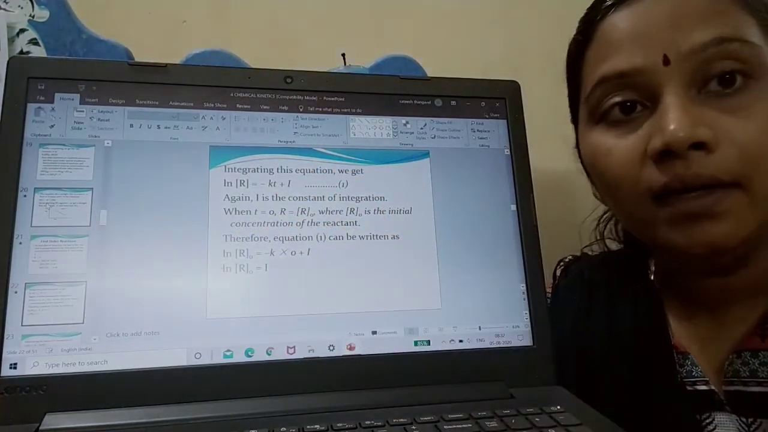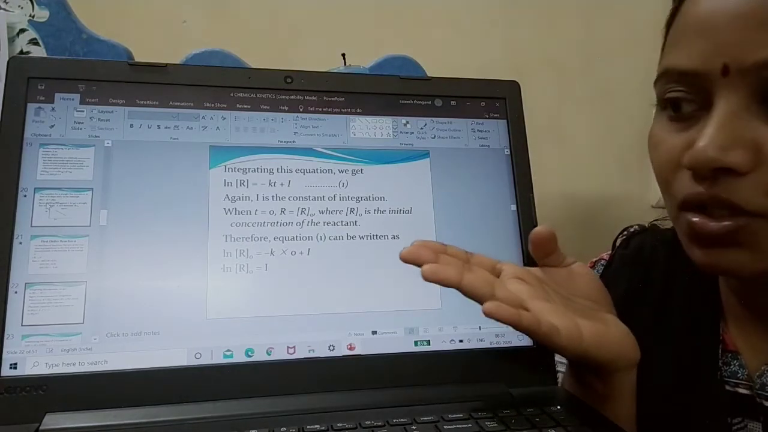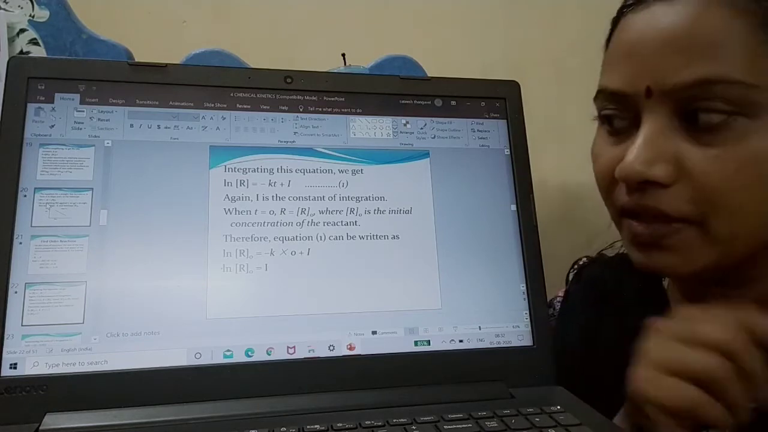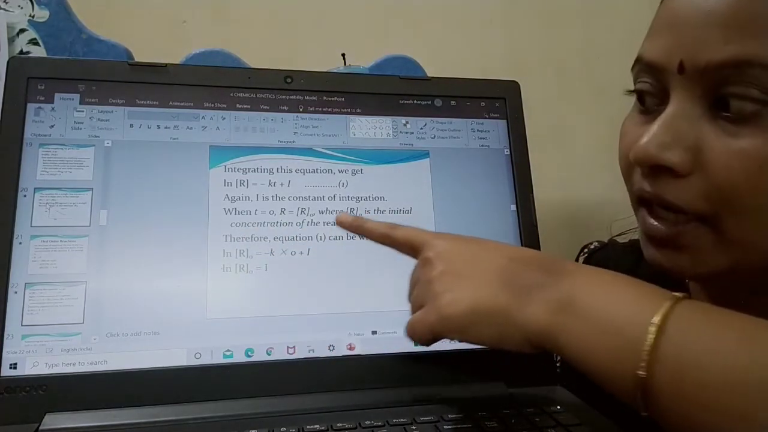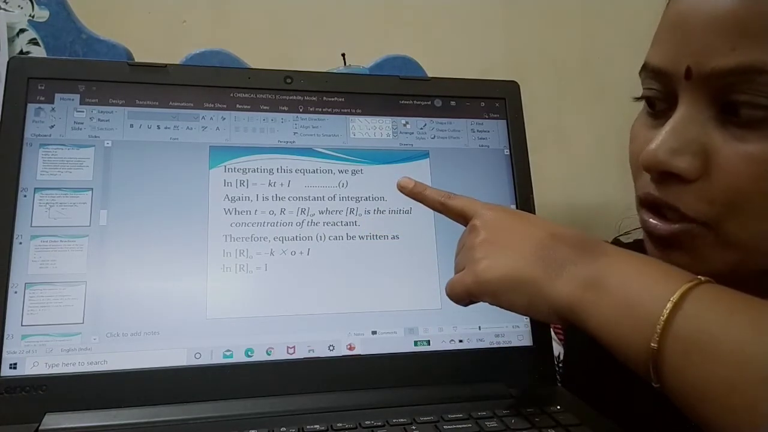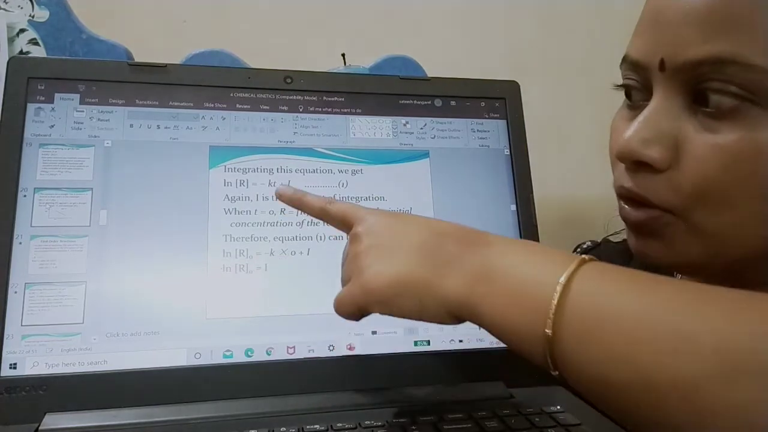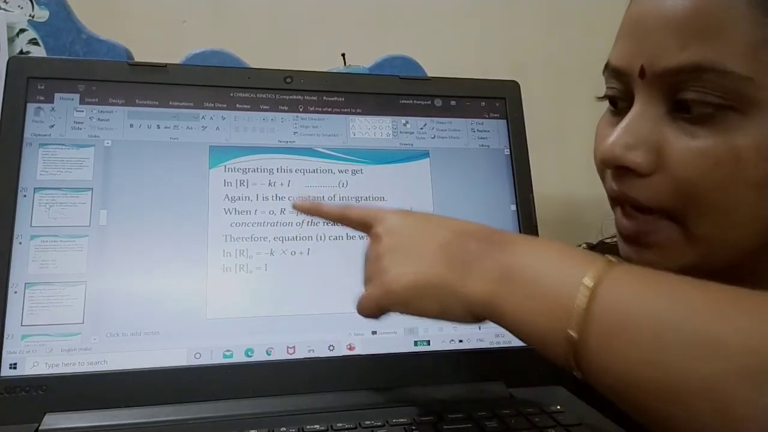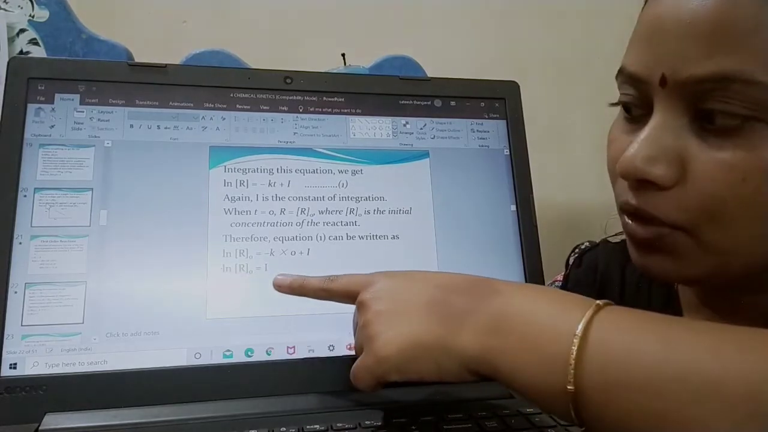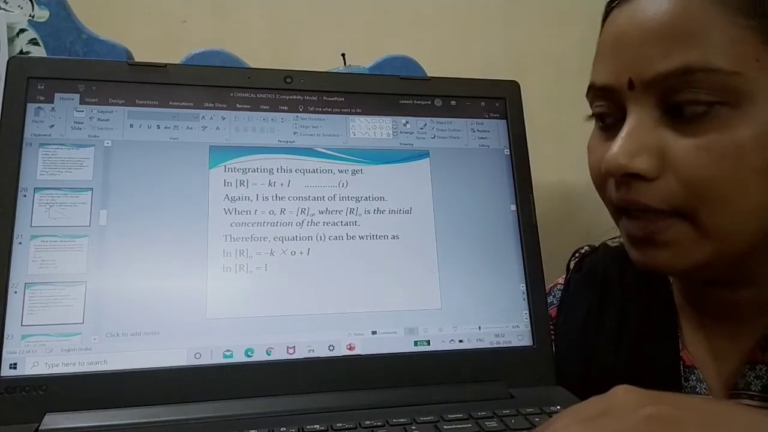Now at time 0, what happens to the concentration of R? The concentration of R will be R0. This is nothing but the initial concentration of the reactant. Now substitute this value in equation 1. So what happens to equation 1? Log R0 is equal to minus K into t, where t is 0, plus I. So log R0 is equal to I, since minus K into 0 is 0.